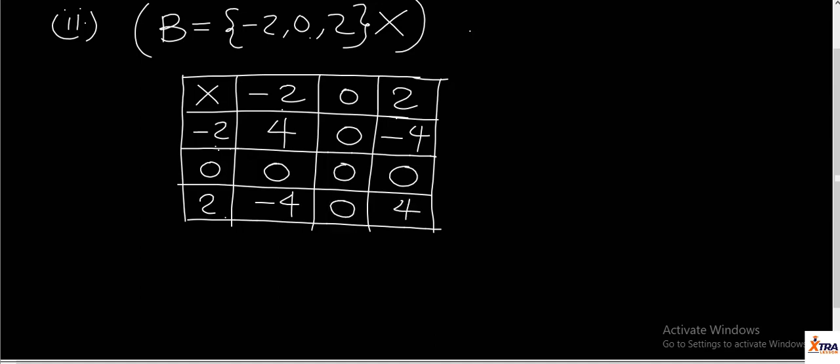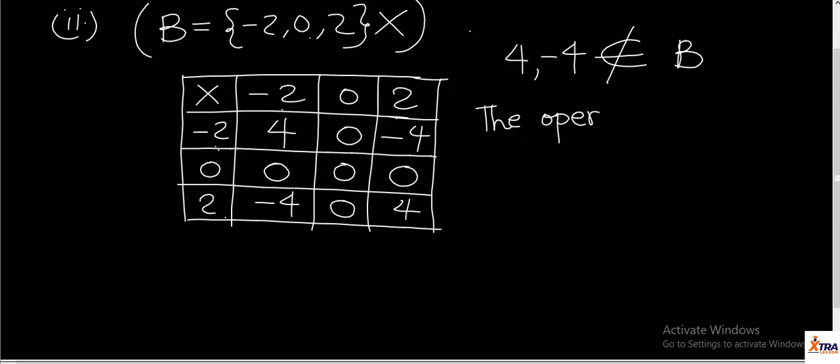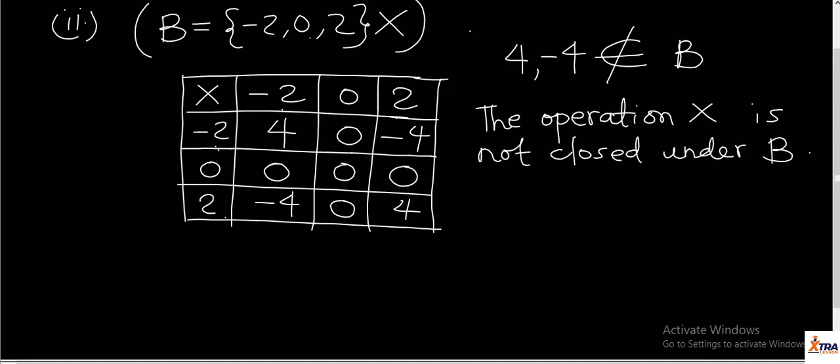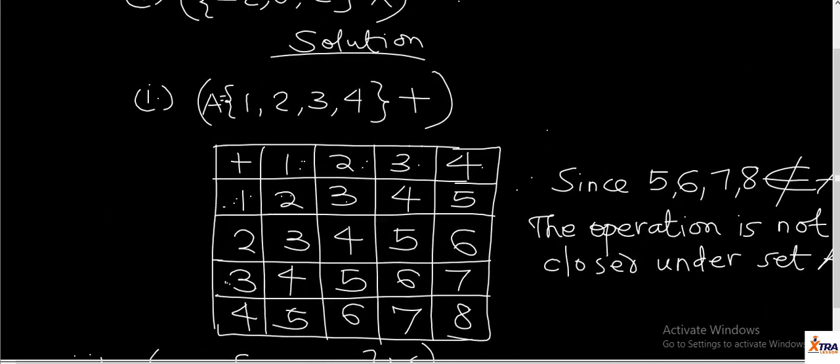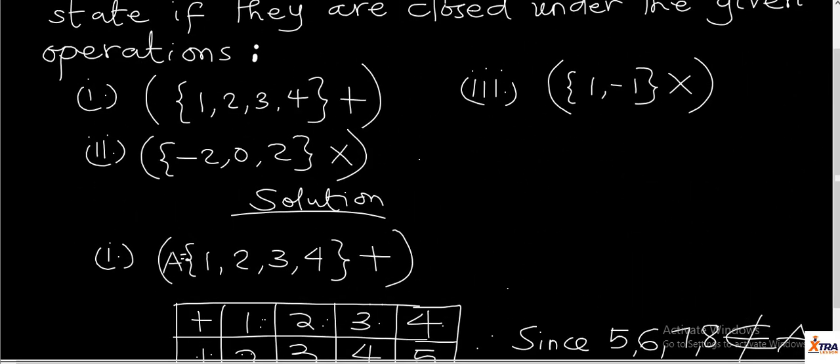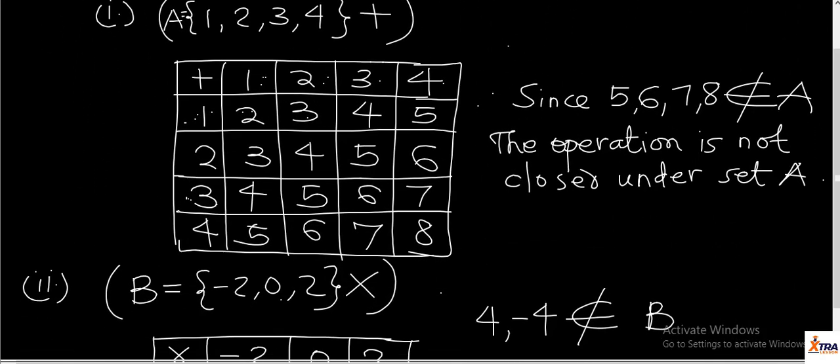So these are the elements that we have here. We have an excess of 4 and minus 4, which are not elements of set B. Hence, I can say the operation is also not closed. It's not closed under set B. So we're looking at the third example here. The third example, we have a set containing minus 1 and 1, 1 and minus 1, with the operation multiplication.